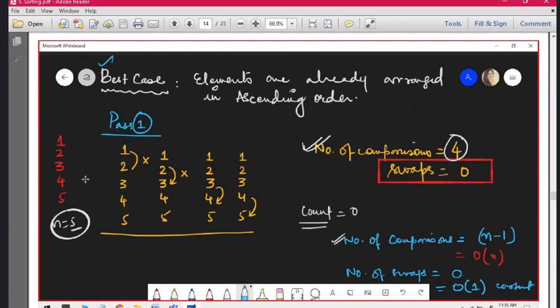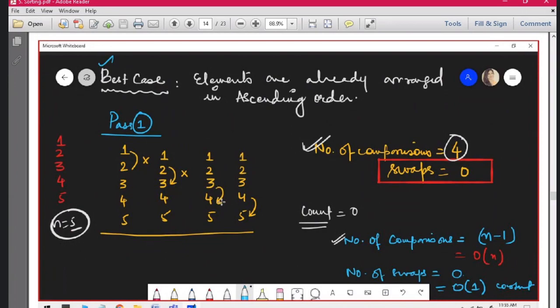So I have taken 5 elements which are already in ascending order, that you can see 1, 2, 3, 4, 5, n is equal to 5, and elements are in ascending order. Now let's understand the procedure of bubble sort. Now in pass 1, what will happen? I'll compare 1 with 2. They are in ascending order, so no swapping. Now 2 will be compared with 3. Again, they are in ascending order, no swapping. Now 3 will be compared with 4.